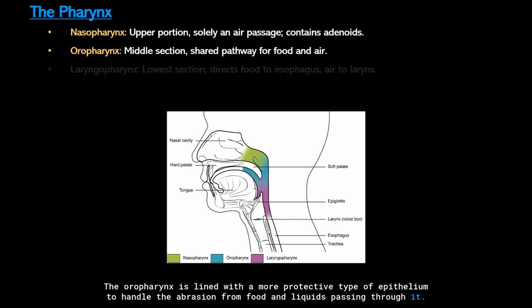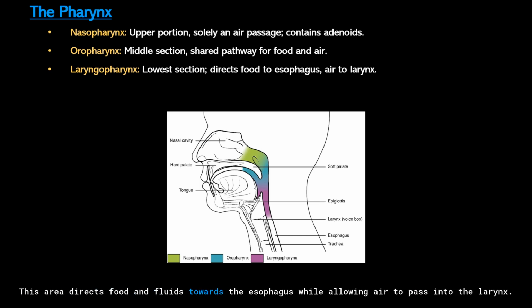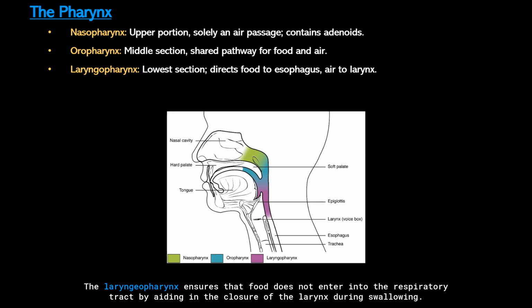passing through it. The laryngopharynx is the lowest portion of the pharynx, connecting to the larynx anteriorly and the esophagus posteriorly. This area directs food and fluids towards the esophagus while allowing air to pass into the larynx. The laryngopharynx ensures that food does not enter into the respiratory tract by aiding in the closure of the larynx during swallowing.